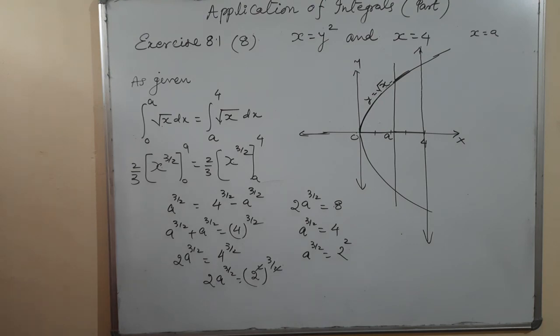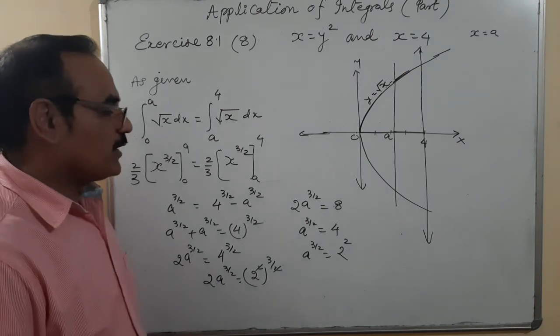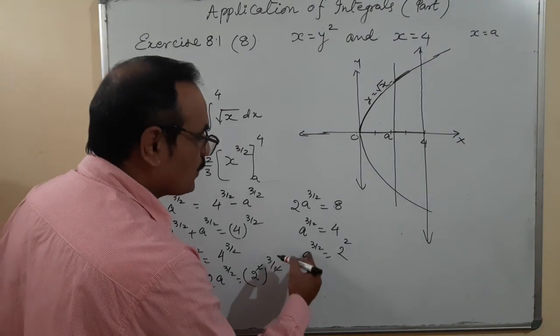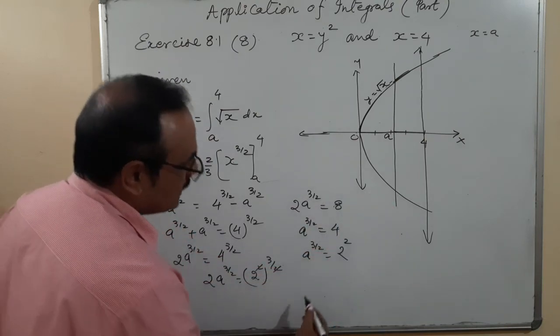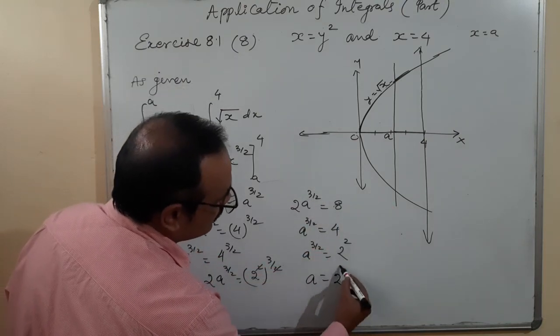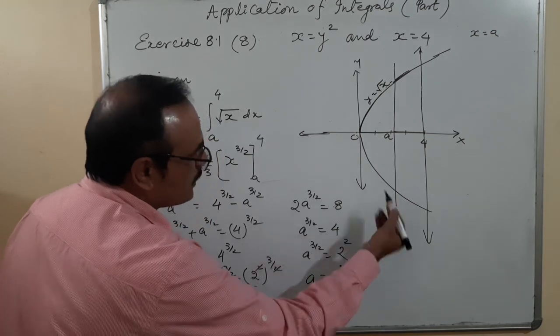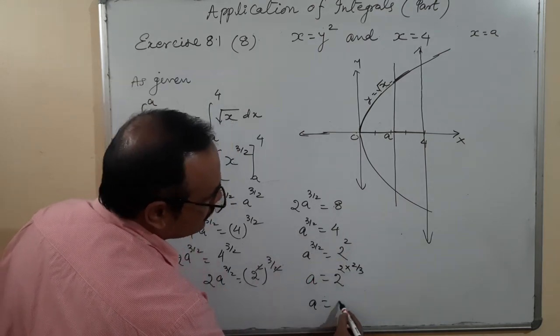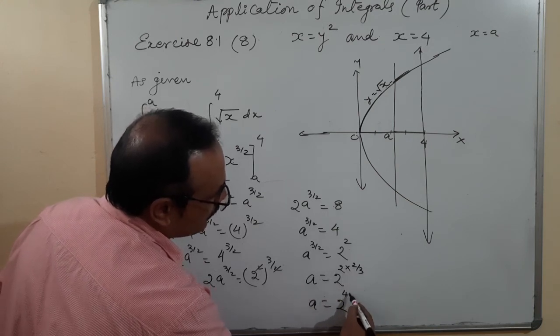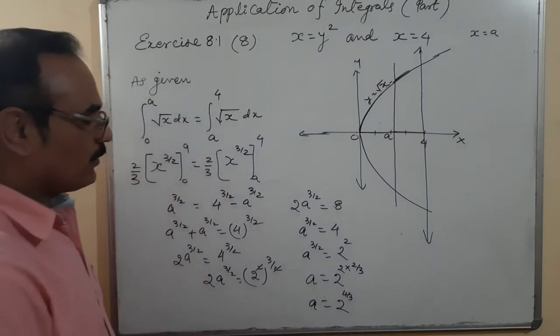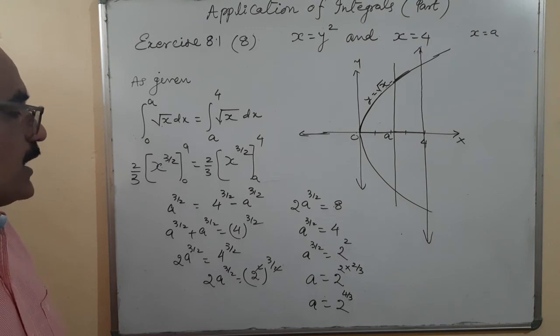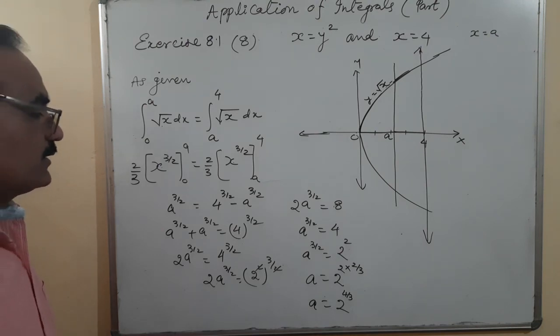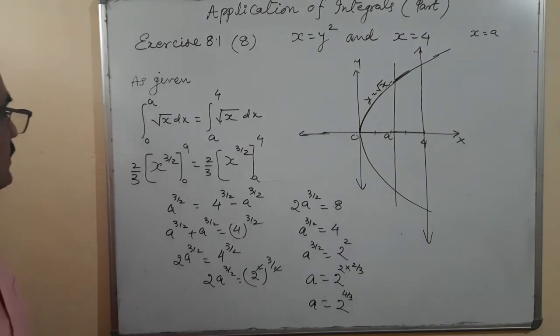Okay. Now we are finding the value of a. So this 3 by 2 power will be shifting to that side. So a is equal to 2 to the power 2 multiplied by 2 by 3, going to that side. It is 2 to the power 4 upon 3. So a is equal to 2 to the power 4 by 3. Okay. And 4 upon 3 means 1 whole 1 upon 3. Right. This is the value.